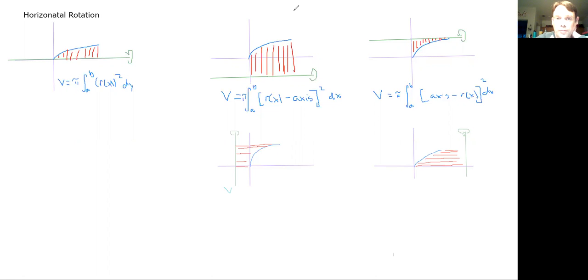There we go. So this would be V equals pi integral from A to B. And again, everything is the exact same. It's just instead of R of x, we'd be using R of y. When we're dealing with the disk method, we always have to ask ourselves, what's greater? And if the axis was bigger, it would be axis minus the function.